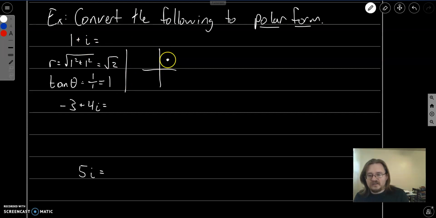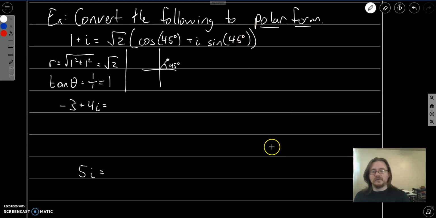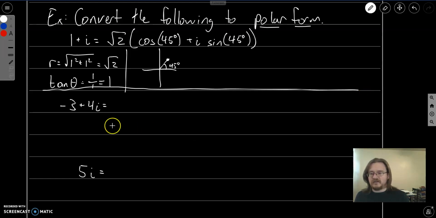One thing to notice is that if I graph this, 1, 1 is going to be about right there. And if I'm looking for something where the tangent is 1, this is one of our special angles, and that's the angle that is 45 degrees. So this was pretty straightforward. r is the square root of 2 times the cosine of 45 degrees plus i times the sine of 45 degrees. Cool. It isn't always this simple, so let me pull this off.